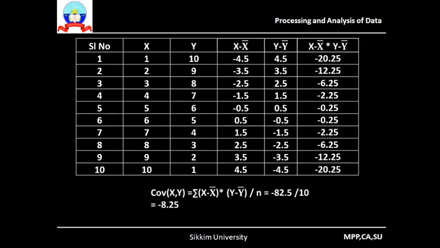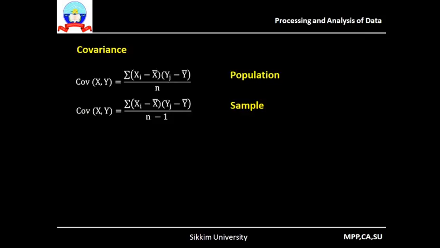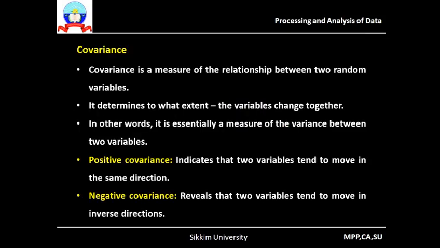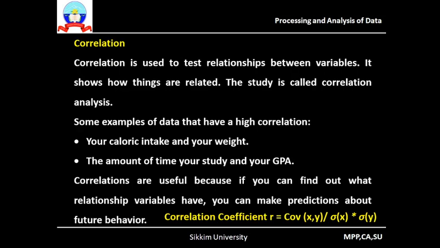So here the sign of covariance represents whether we have positive covariance or negative covariance. So positive covariance has a positive sign for the value of covariance, whereas negative covariance has a negative sign for the value of covariance. Now, let us move on to correlation.